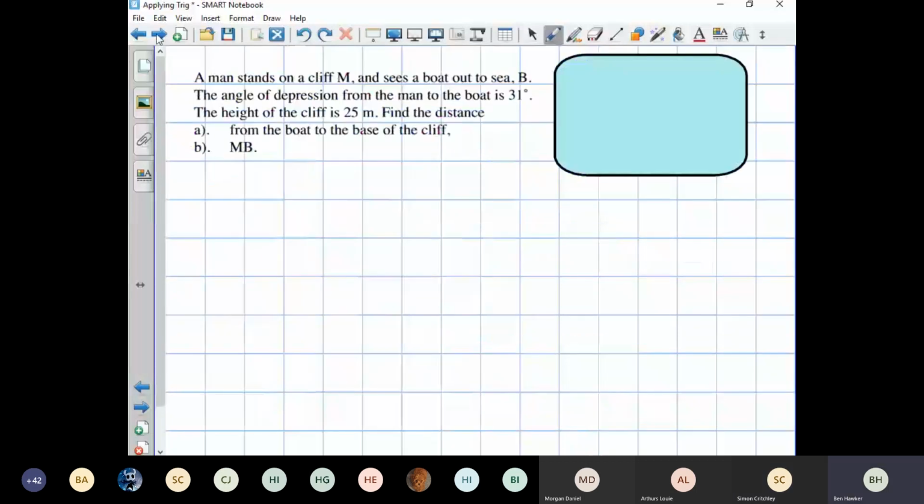Right, a man stands on a cliff, M, and sees a boat out to sea, B. The angle of depression from the man to the boat is 31 degrees. The height of the cliff is 25 metres. Find the distance from the boat to the base of the cliff, NB. Can someone in the chat talk to me about what the angle of depression means? Angle of depression. I wonder if that's something people haven't heard before.